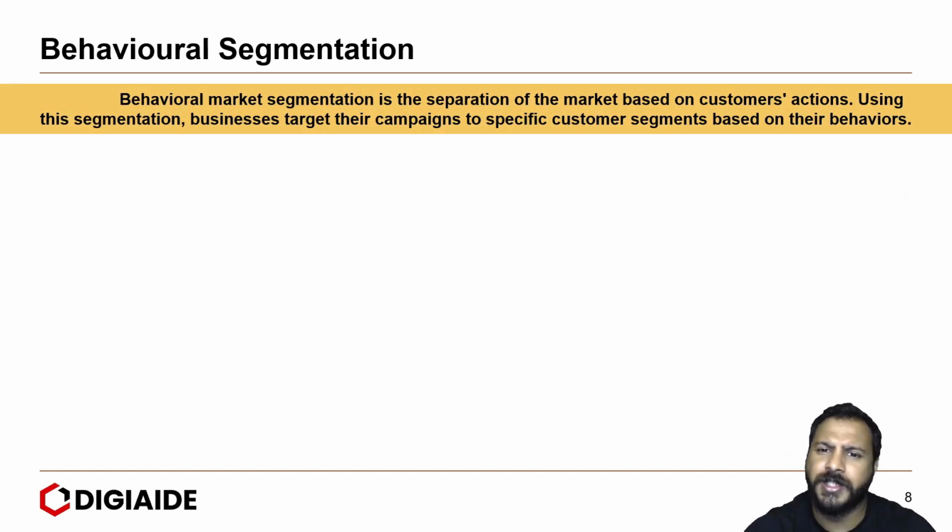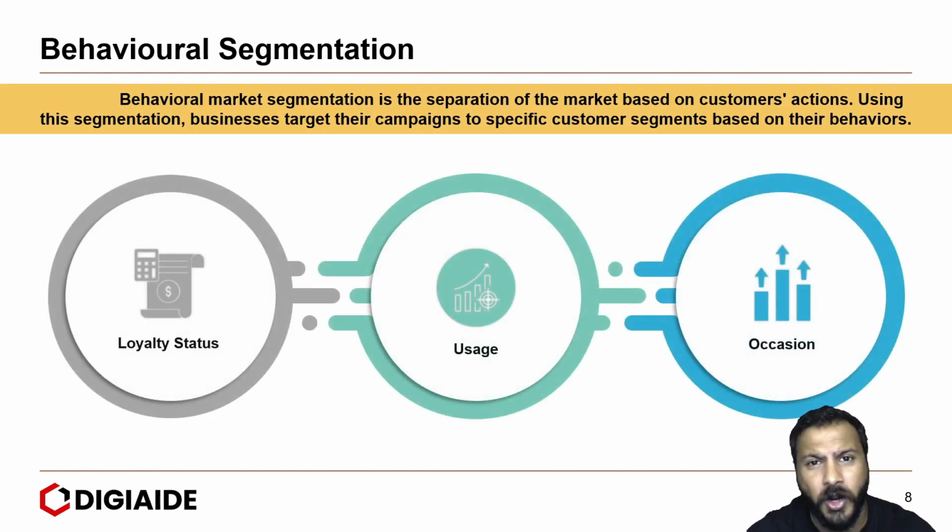Moving on to behavioral segmentation. Behavioral market segmentation is a separation of the market based on customers' actions. Using this segmentation, businesses target their campaigns to specific customer segments based on their behavior, such as their loyalty status, how often they use the product, and the occasion in which they use the product.